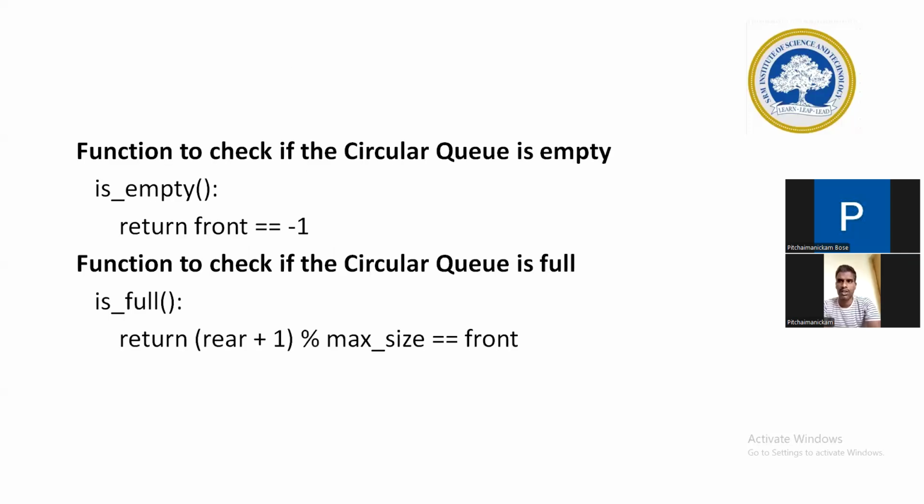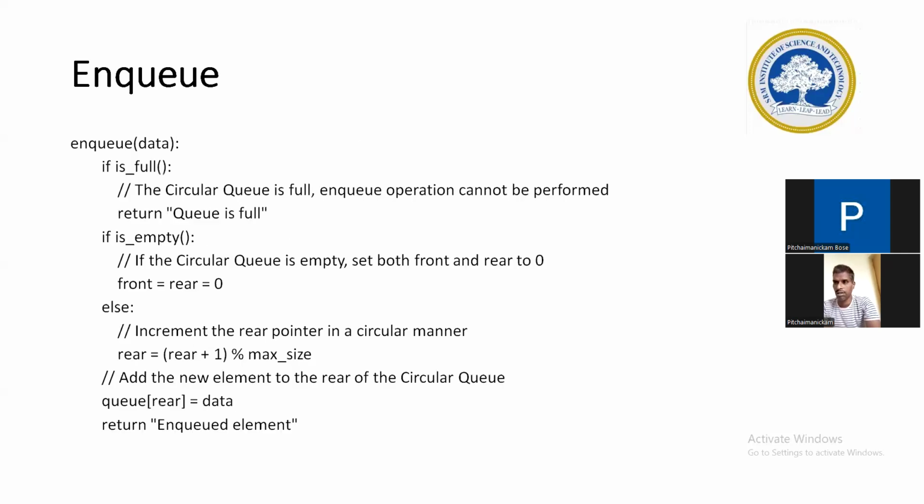What is the function going to check? Is empty means return front is equal to minus one. So if the circular queue is empty, it returns minus one. The function to check whether the circular queue is full is return rear plus one modulo maximum size is equal to front. If both are equal, the circular queue is full.